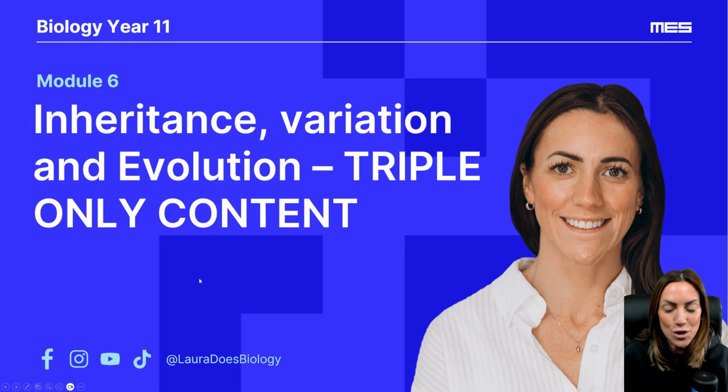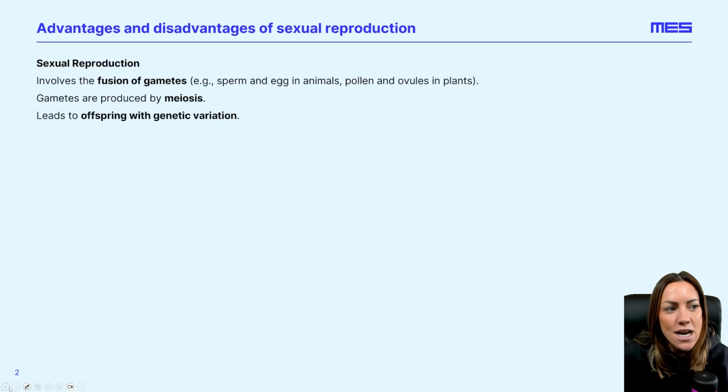Okay, so this is the triple only or the biology only content from Module 6. So let's get started. First of all, we have to recap the differences between sexual and asexual reproduction, because if you're taking separate science, you've got to know the advantages and disadvantages of each type of reproduction, or the pros and cons, right? So let's just recap sexual reproduction first.